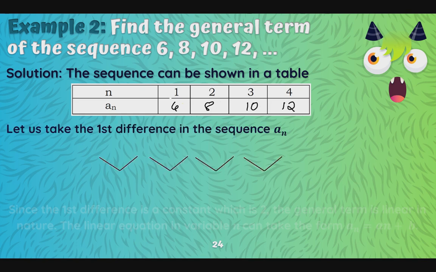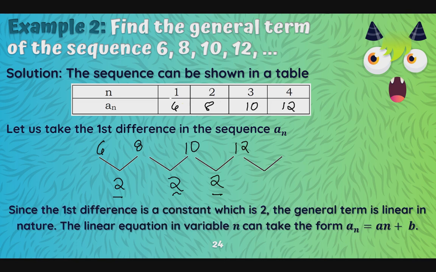So, kunin natin yung difference ng mga to. Meron tayong 6, 8, 10, 12. Hanggang dito lang muna. So, 8 minus 6, 2. 10 minus 8, 2. 12 minus 10 is 2. So, dahil pare-pareho silang 2, constant or iisa lang, consistent yung ating difference, pwede natin gamitin yung formula natin na to.